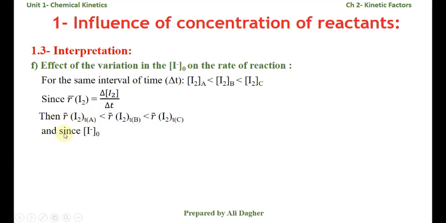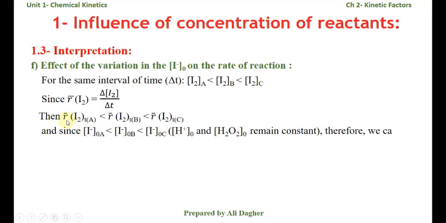Why is the rate of formation of I2 in A less than that in B, less than that of C? Because the initial concentration of I- in beaker A is less than that in beaker B, less than that in beaker C, while the initial concentrations of H plus and H2O2 remain constant, the same initially.